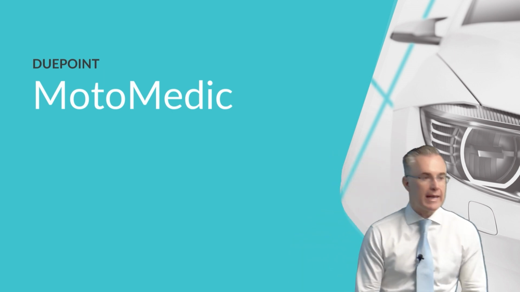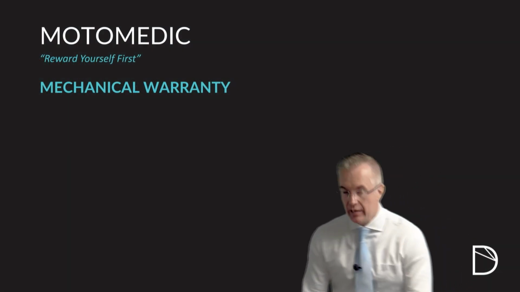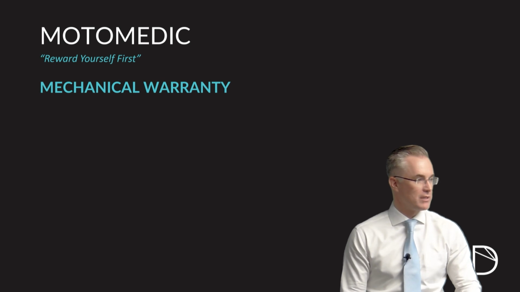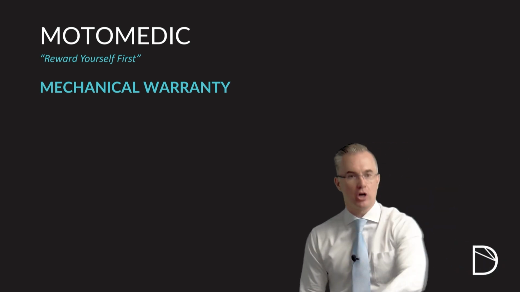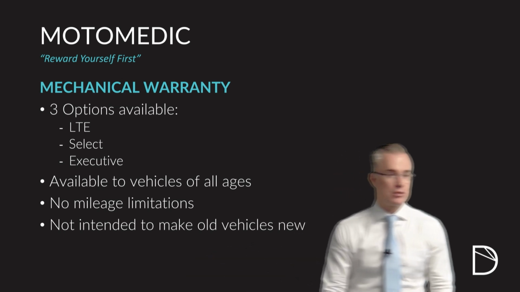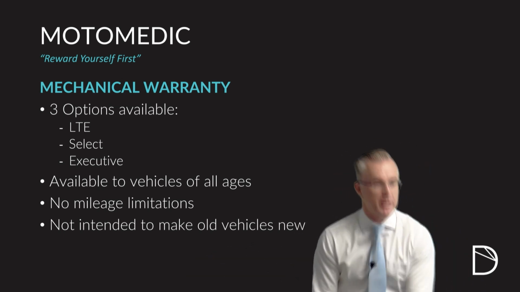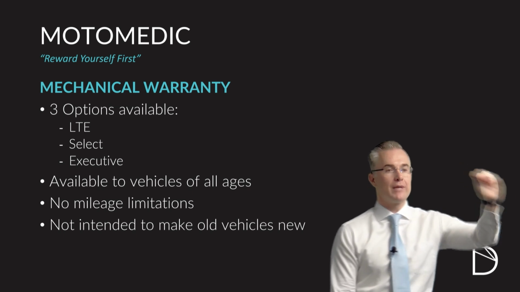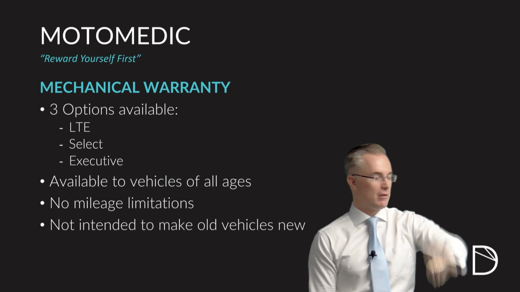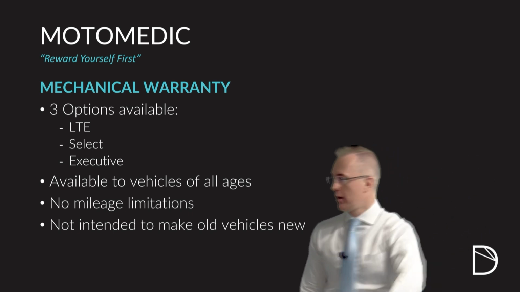MotoMedic, our mechanical warranty. Mechanical warranty meaning that if something breaks in your car outside of normal wear and tear, we will help remove the shock loss. For those of you who own vehicles, super important. We give you 3 options. You can get the cheap version, the medium version, or the expensive version. What it means is the reimbursement you get per component, which is how this works, is just slightly different. You get less, middle amount, and more.